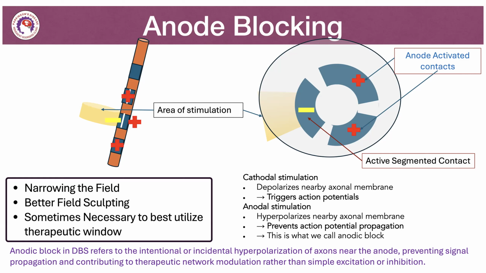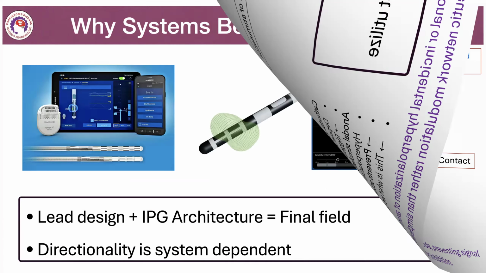So anodic block in DBS refers to intentional or incidental hyperpolarization of axons near the anode, preventing signal propagation and contributing to therapeutic network modulation rather than simple excitation or inhibition. So we are helping to modulate. So this is another way of doing the directional steering.